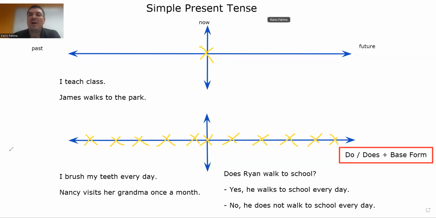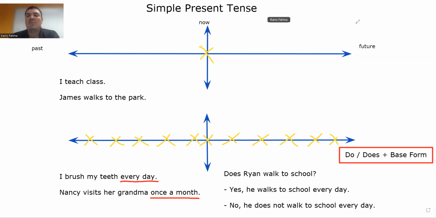Now, a way to figure out what time it is is by looking at the time words. I brush my teeth every day. Or Nancy visits her grandma once a month. Look for your time words to tell you how often the behavior is happening.